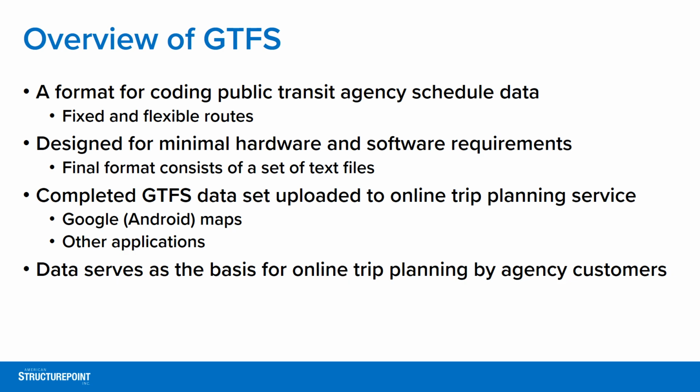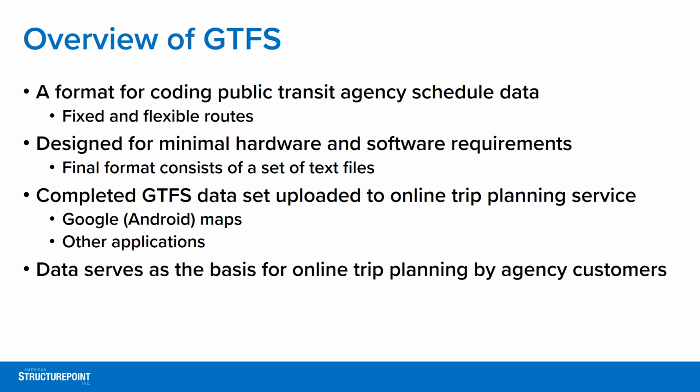The specification or coding format doesn't make any strenuous hardware or software demands. In the end, the specification consists of a series of text files. You may find it advantageous to use something over and above a simple text editor, however, which I will come back to later. Once completed, an agency's GTFS data is uploaded to a host site where it can be read by third-party applications. Most of these applications are trip planners, similar to the one found on the Google Maps site. There are a couple of other ancillary applications that use GTFS data, and I'll elaborate on those in a few minutes.